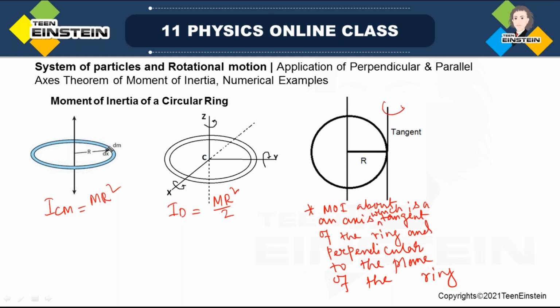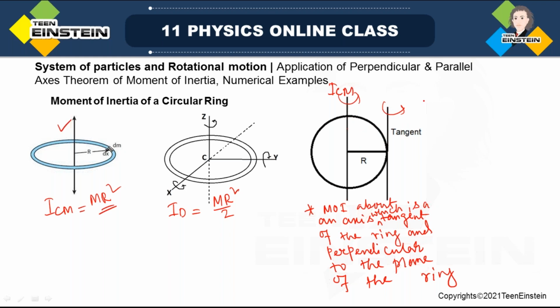See, this tangent is perpendicular to the plane of the ring, and this is actually the axis which is passing through the center of mass. This is also perpendicular to the plane of the ring. So as we have done here, I know ICM, moment of inertia, is equal to mr square, and this is a parallel axis. This is actually parallel to the center of mass axis.